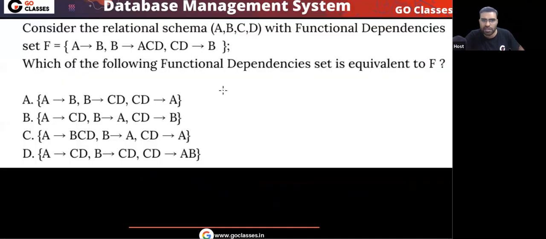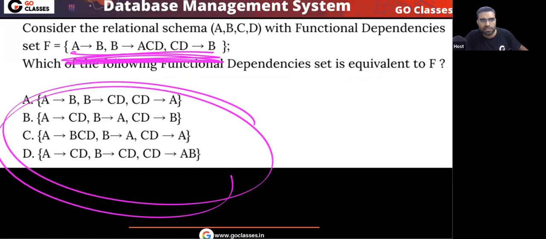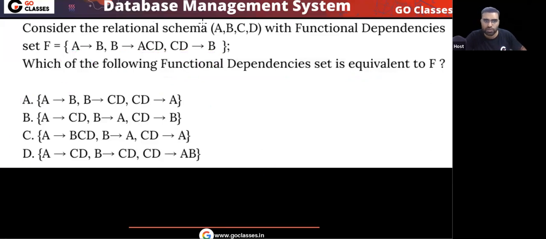Can I give you this question as homework? Consider a relational schema ABCD with functional dependency. This is the set of functional dependencies. Which of the following functional dependency sets is equivalent to F? This F is given to you. You need to find out which of them is equivalent to F. You can do this, right? Yes or no? You can easily do this.